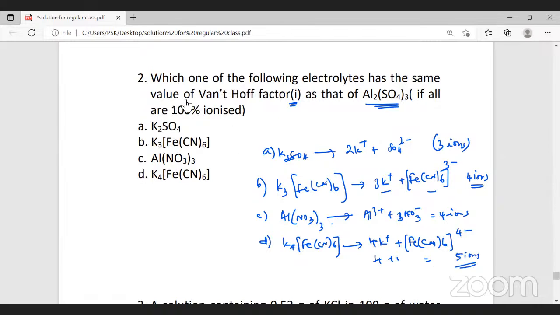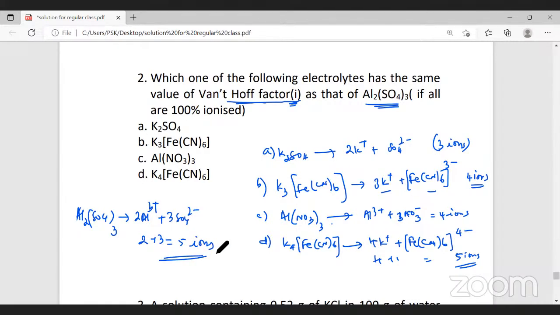Now what they ask is, which one of the following electrolytes has the same value of Van 't Hoff factor as that of aluminum sulfate? How does aluminum sulfate dissociate? Aluminum sulfate will dissociate to form 2Al3+ and 3SO4 2-. Totally it gives 2 plus 3, 5 ions.